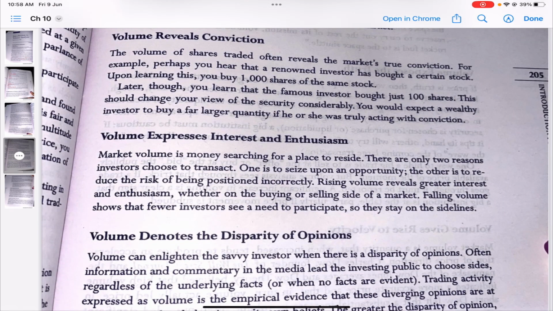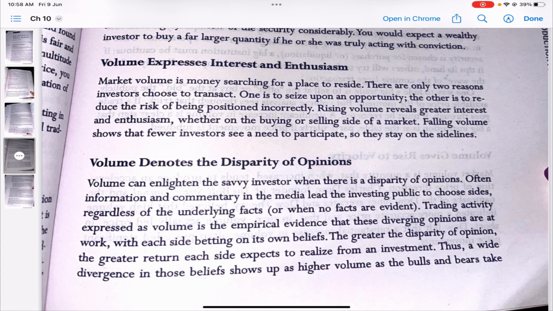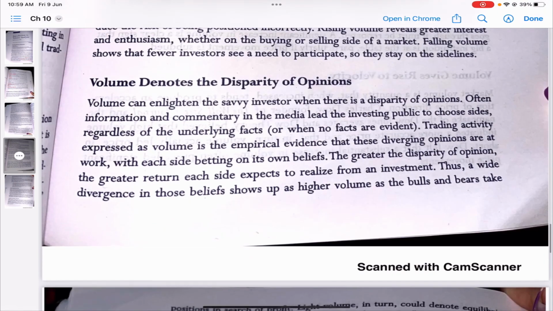Volume reveals conviction. I've already explained this to you, that volume is going to show you what is the conviction of the buyers, what is the conviction of the investors, how much interest people are showing in this, right? So the volume of shares often reveals the market's true conviction. For example, you hear that a renowned investor has bought a certain stock. So upon learning it, you will buy 1,000 more. So it's like that. Volume expresses interest and enthusiasm. I explained this to you. It shows the interest of the buyer, shows the enthusiasm of the buyers.